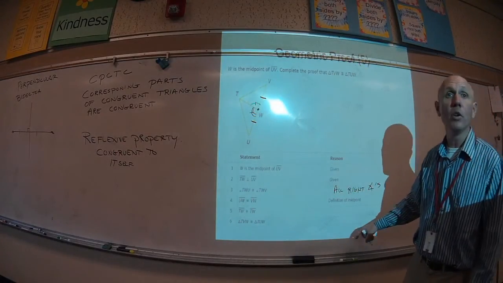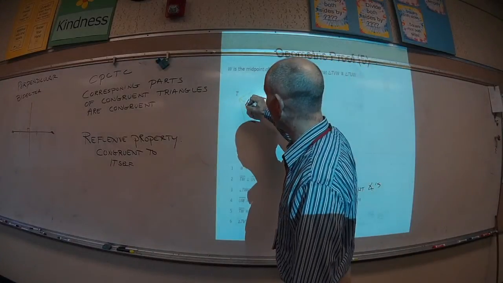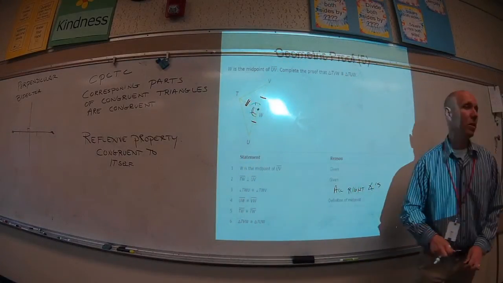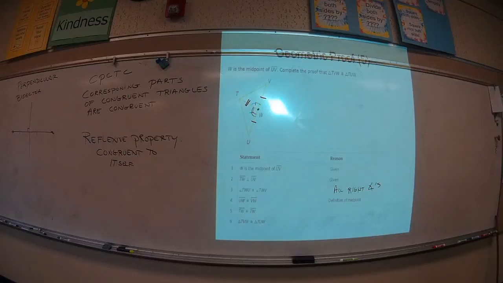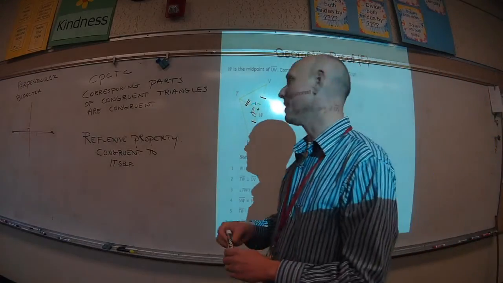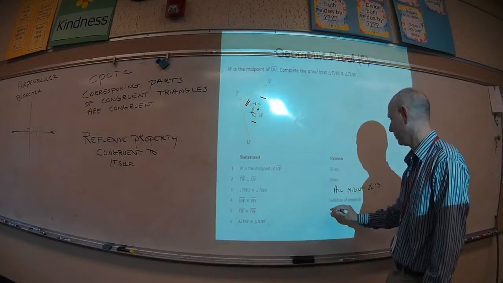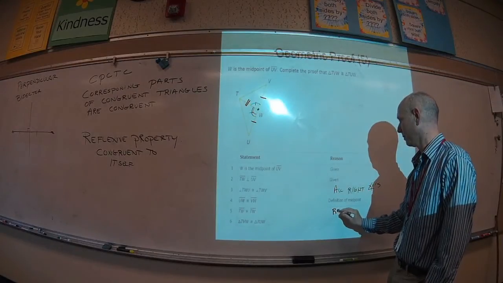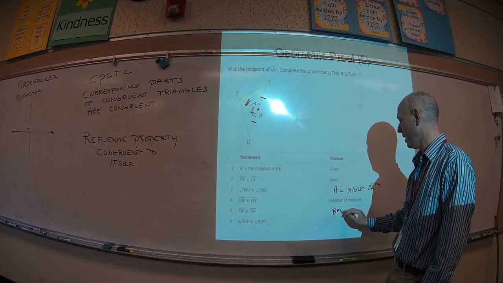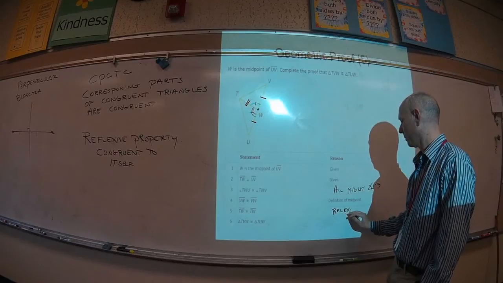How about this one? TW is congruent to TW. There we go. Now you're catching that. Good. You can do the reflexive property. It's easy because you remember reflexive because it's like reflecting. That's how I remember it. Makes sense.